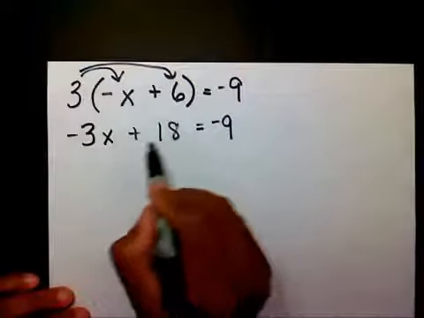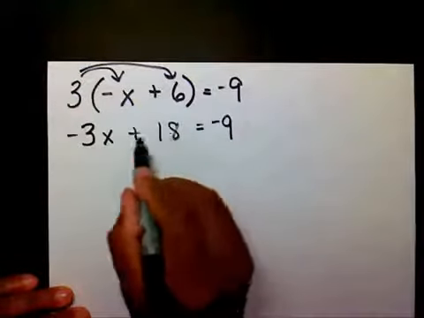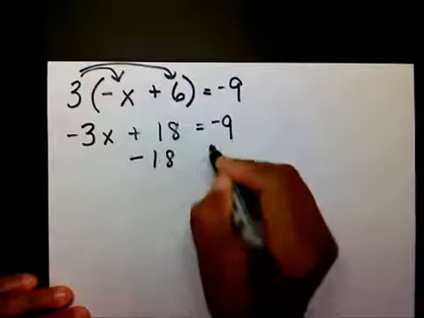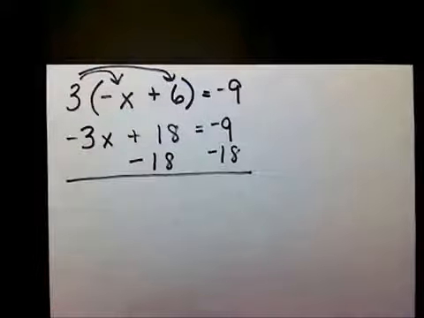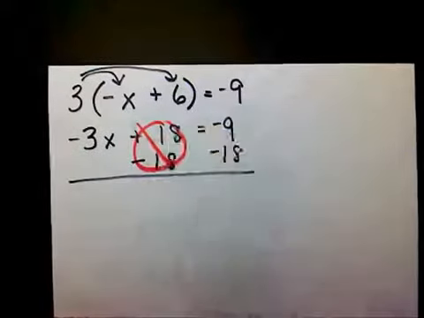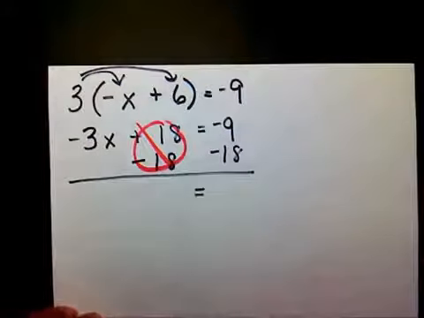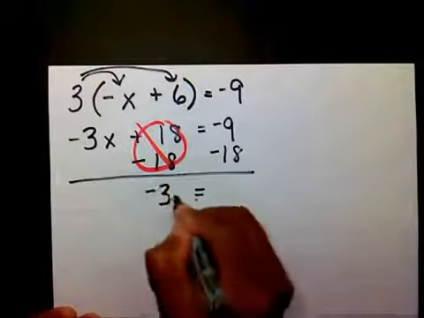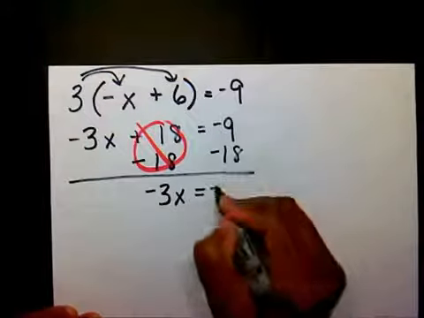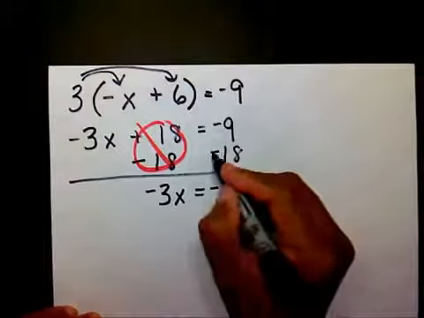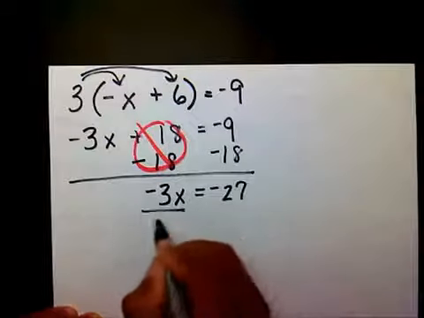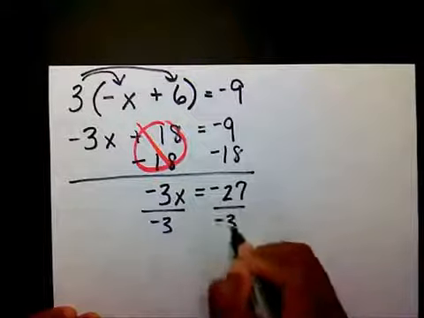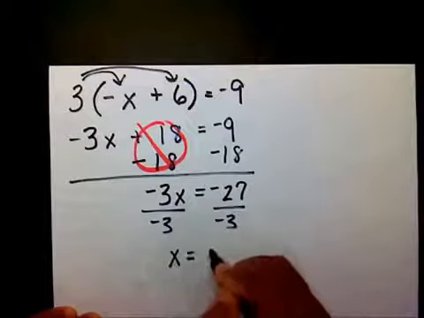I want to move my constant. So this is a plus 18, so I'm going to subtract 18. My 18s are going to cancel. That's going to leave me with negative 3x on my left. And negative 9 minus 18 is negative 27. I'm going to divide both sides by negative 3. So x equals 9.